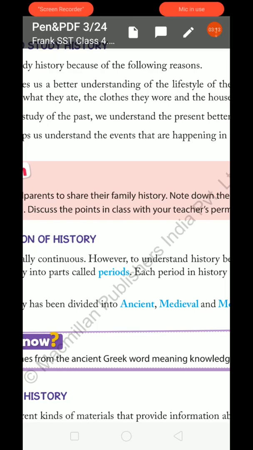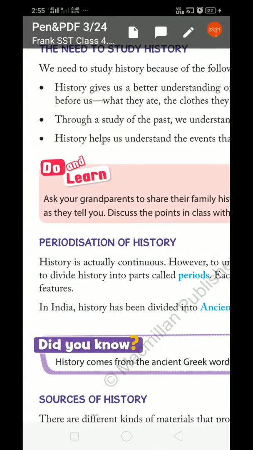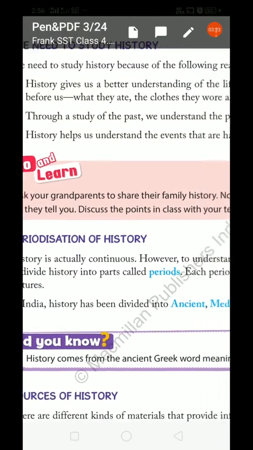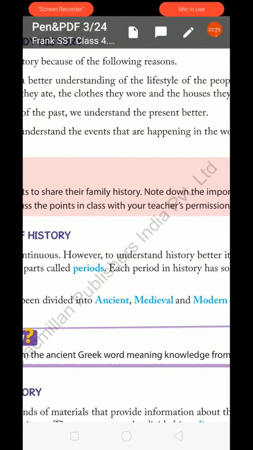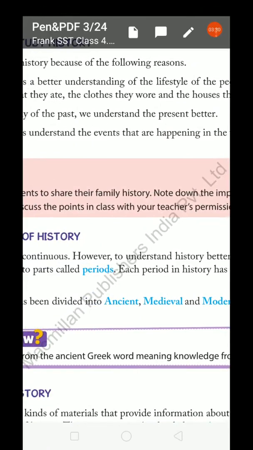Many diseases can be cured by Ayurveda. Third, history helps us understand the events that are happening in the world today. What's the meaning of the sentence?